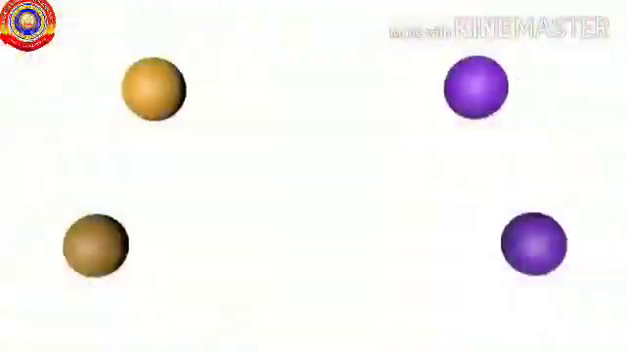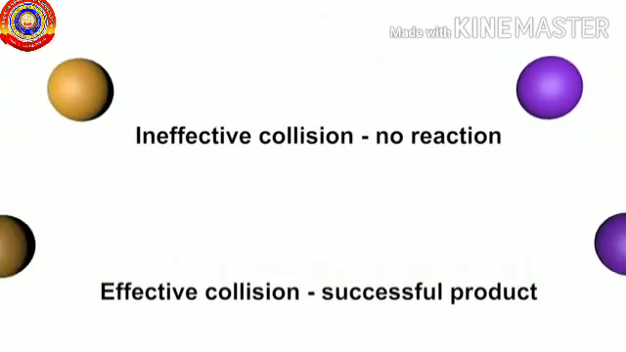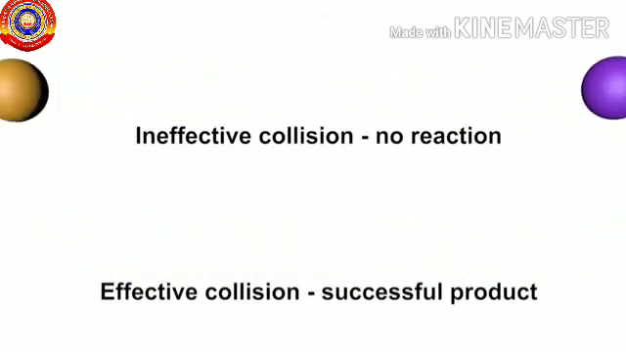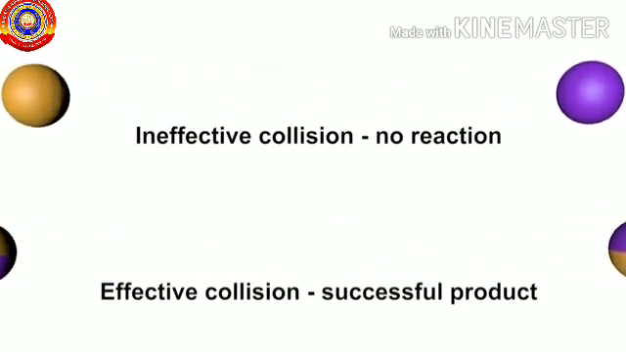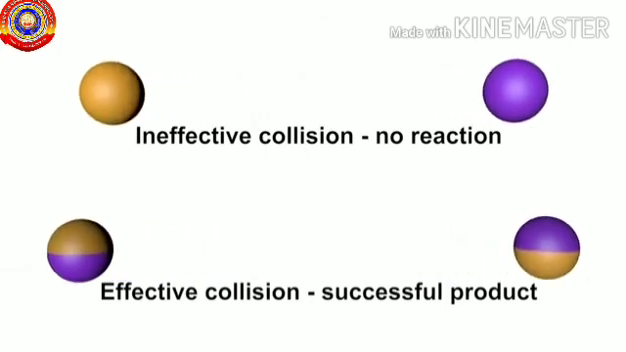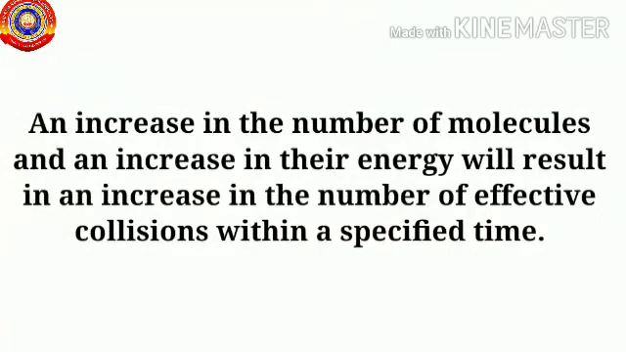According to this theory, reactant molecules have to collide against each other for a chemical reaction to occur. All collisions between the reactant molecules need not result in chemical reaction. Only when the reactant molecules have energy greater than a certain minimum energy will they undergo effective collision, which results in the product formation. An increase in the number of molecules and an increase in their energy will result in an increase in the number of effective collisions.